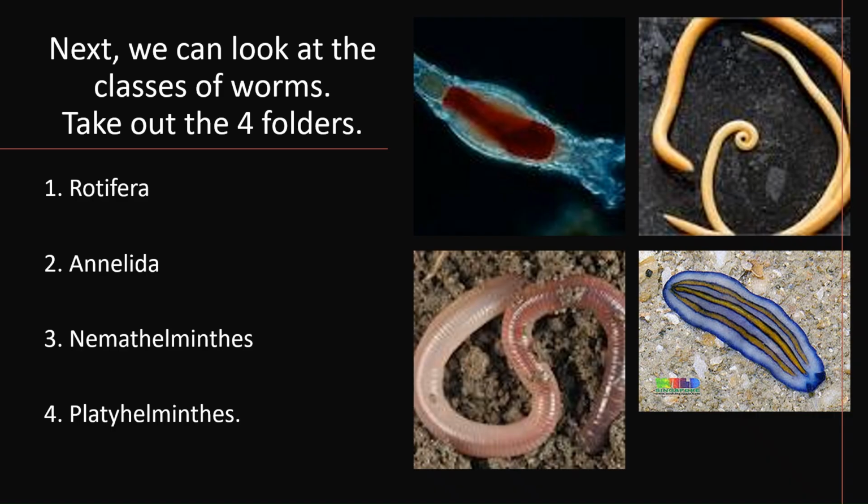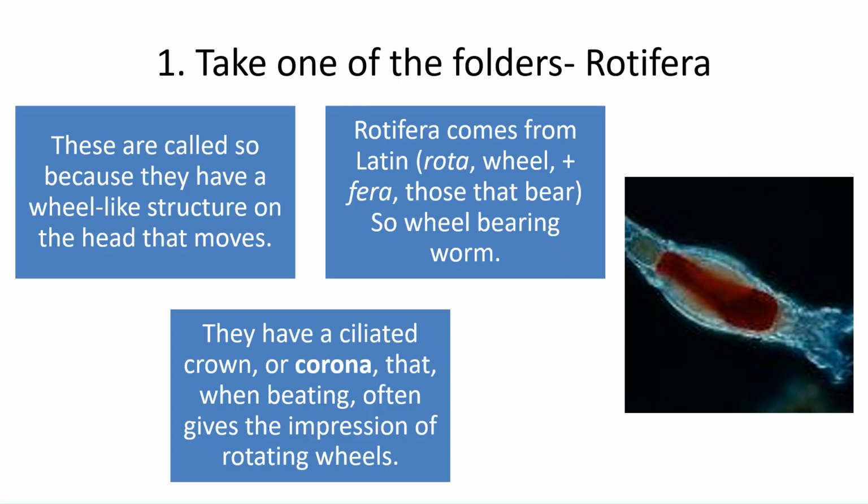After this, we can look at the classes of worms. Take out the 4 folders. The first folder reads Rotifera, then Annelida, Nemathelminthes, Platyhelminthes. Take the first of the folders, Rotifera.